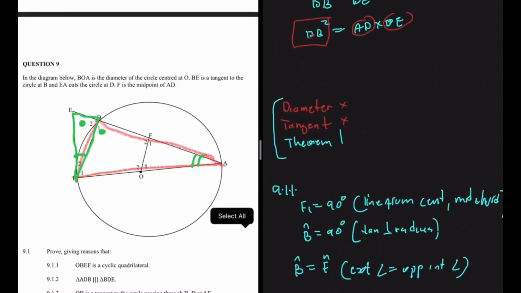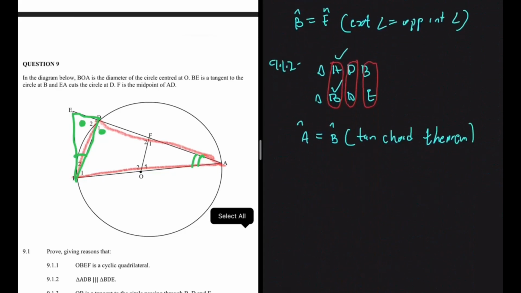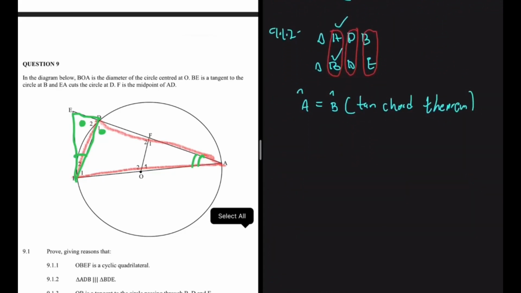We have diameter, tangent, and theorem 1. We're going to use diameter in this question, right? Why are we saying diameter? Because D1 is equal to 90 degrees. Why are we saying it is equal to 90 degrees? It's being subtended by a diameter, right?